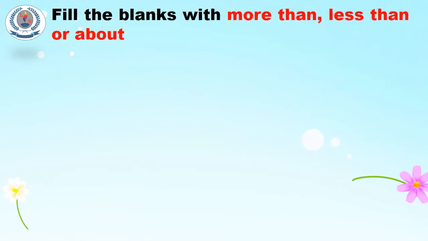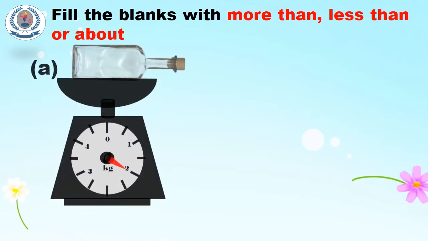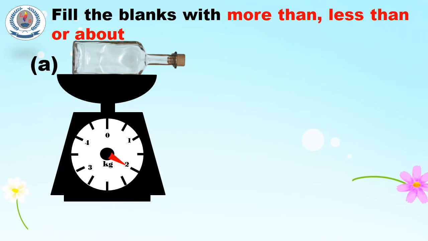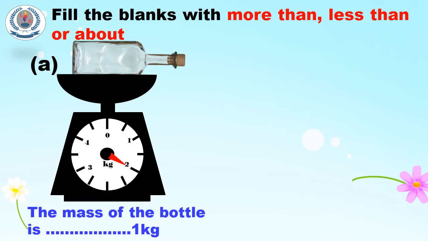Now we'll do an activity. Fill in the blanks with more than, less than or about. Out of these answers, we need to select the correct one. Example A. There's a bottle on the scale. The question is, the mass of the bottle is blank 1 kilogram.